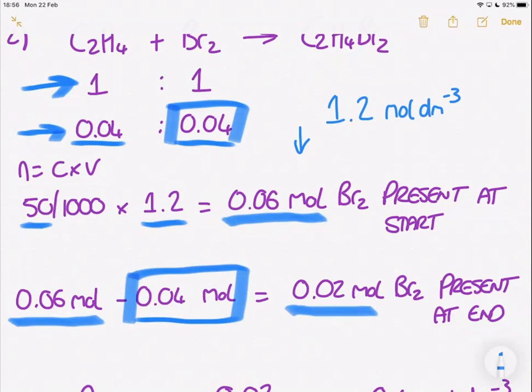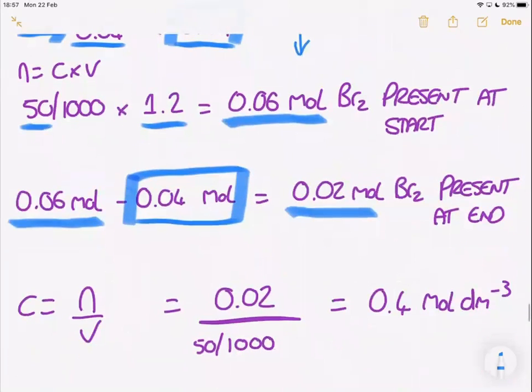That's a significant number because that's now going to get plugged back in to our n equals CV expression, which will be rearranged because the number of moles of bromine has dropped, but the volume has remained constant. So to calculate the new concentration, we need to take our new number of moles and divide it by the same volume, which is 50 over 1,000, because it's 50 centimeters cubed, but we need it in decimeters cubed to make it relevant for concentration. And our new concentration is 0.4 moles per dm cubed.